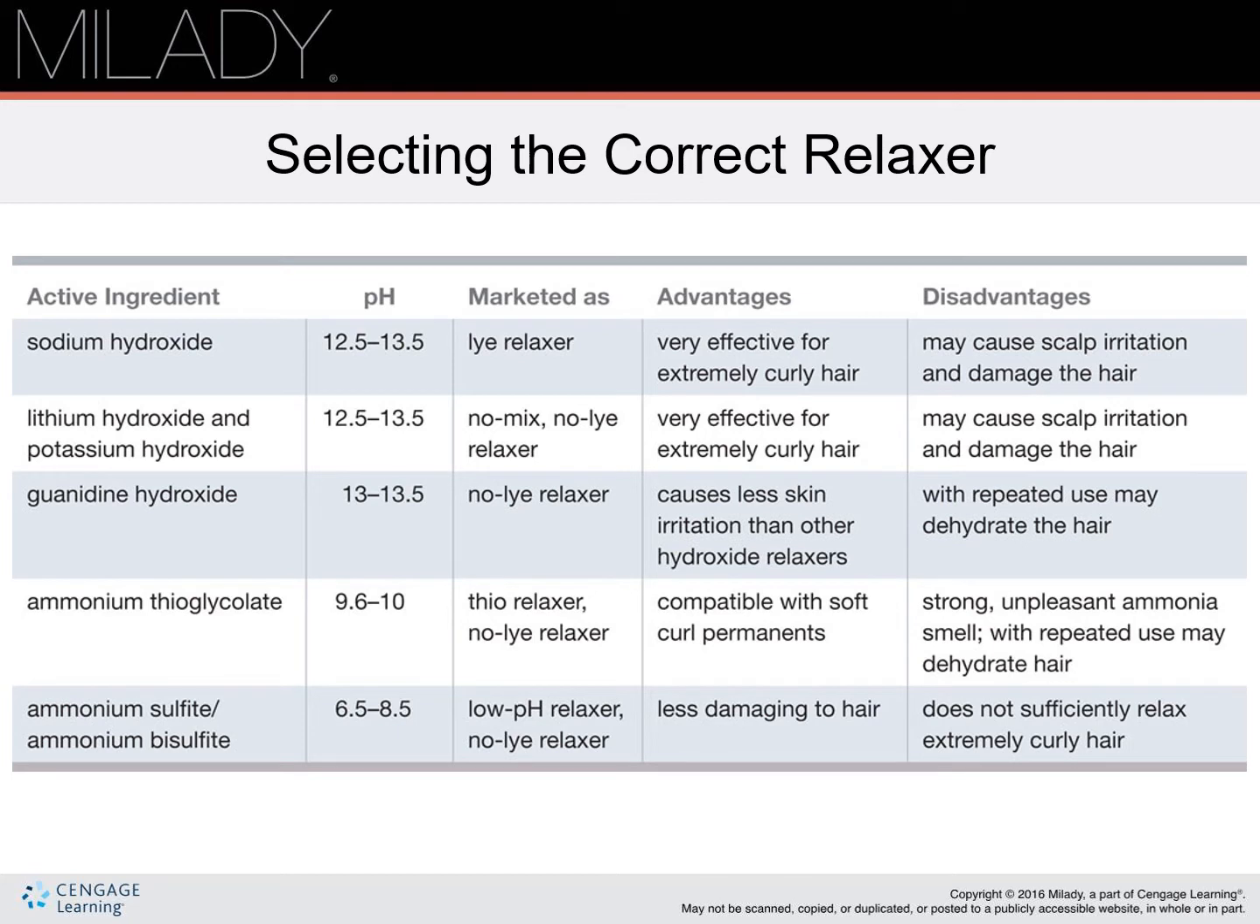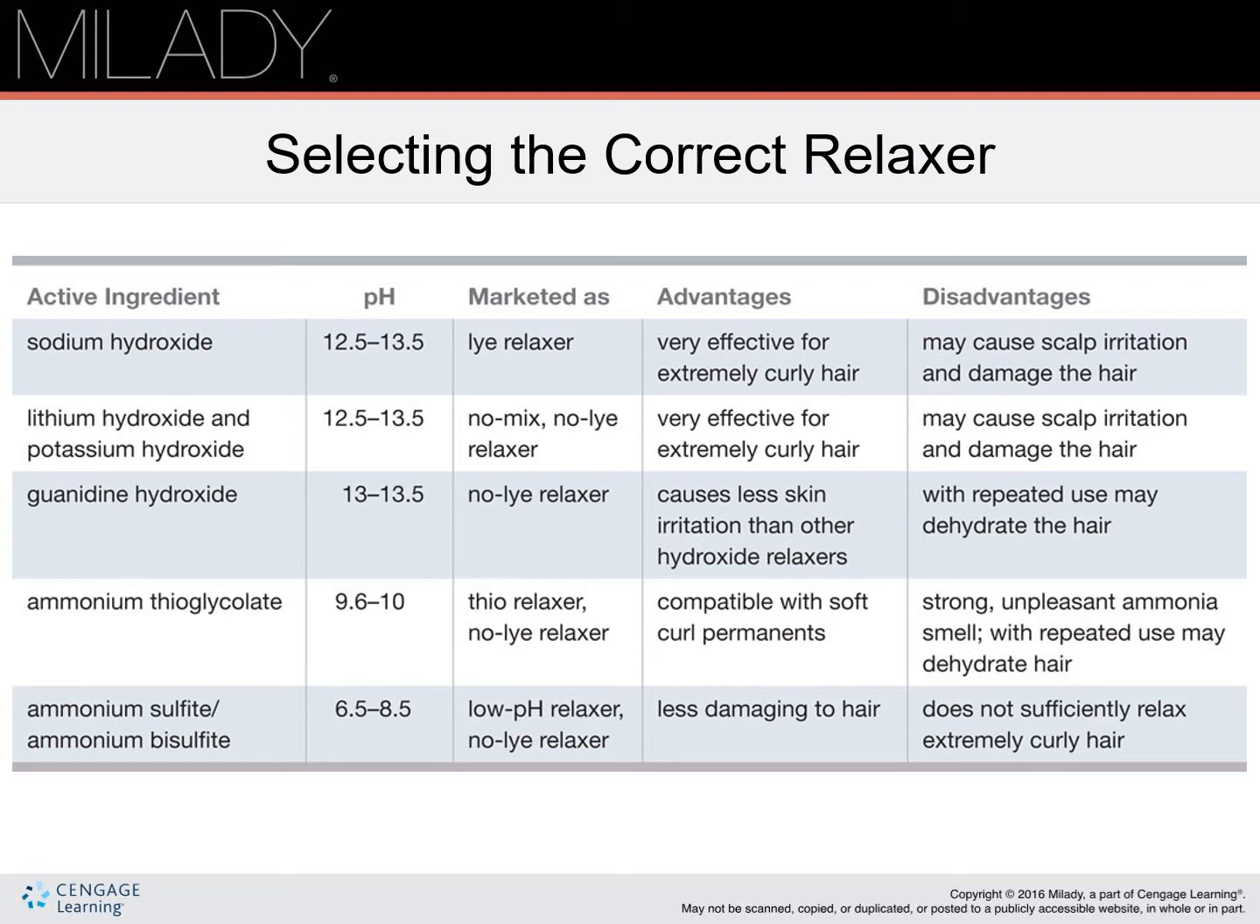Okay, just to review what we've talked about, I know it is a lot. I know it is very confusing. Here's a chart. This chart is also in your book. You have your sodium hydroxide with the pH of 12.5 to 13.5. This is a lye relaxer. It is very effective on extremely curly hair. It can cause scalp irritation and damage the hair.